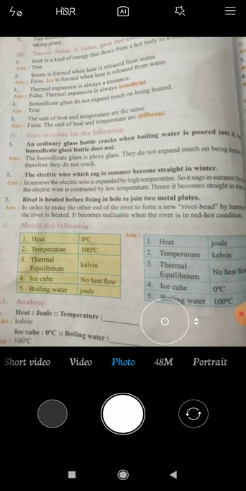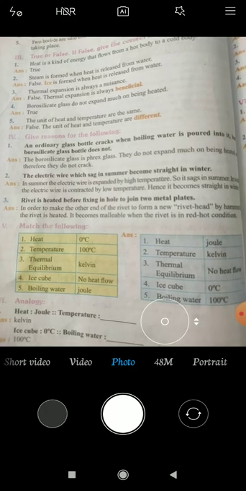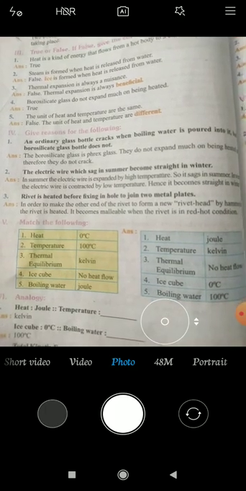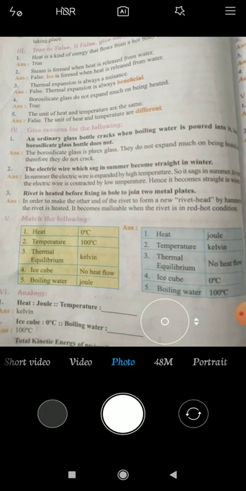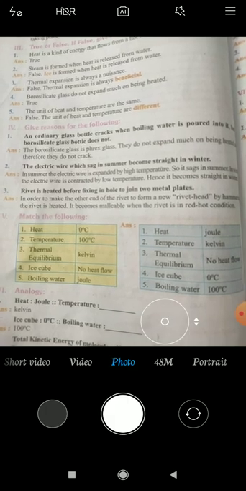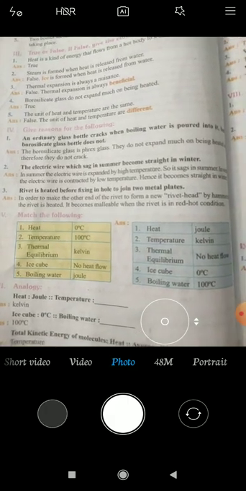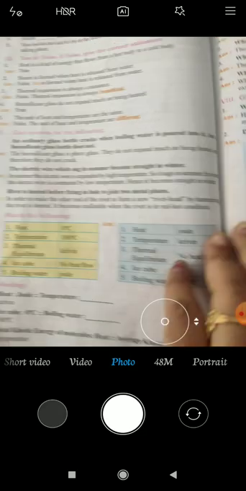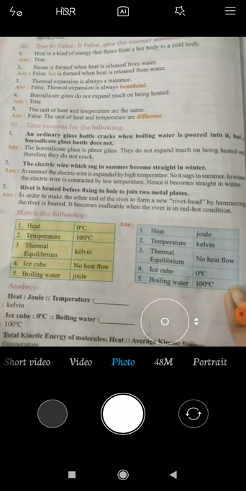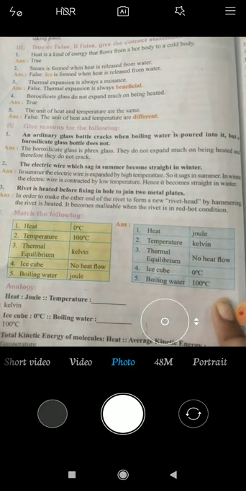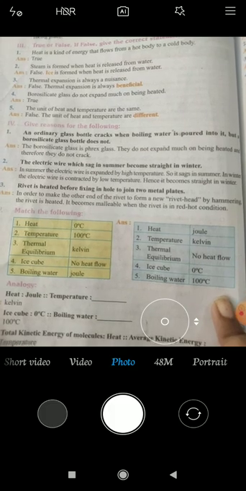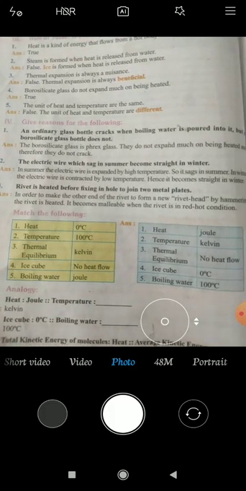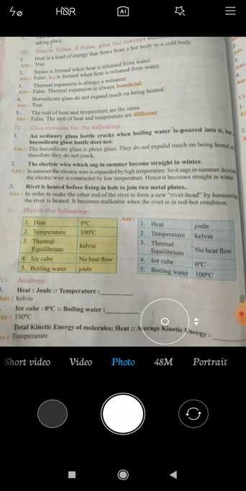Next, third one. Rivet is heated before fixing in hole to join two metal plates. Answer is, in order to make the other end of the rivet form a new rivet head. By hammering, the rivet is heated. It becomes malleable when the rivet is in red hot condition. Do you understand? Yes, very good.